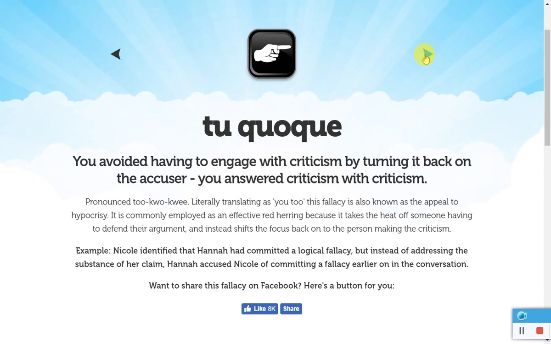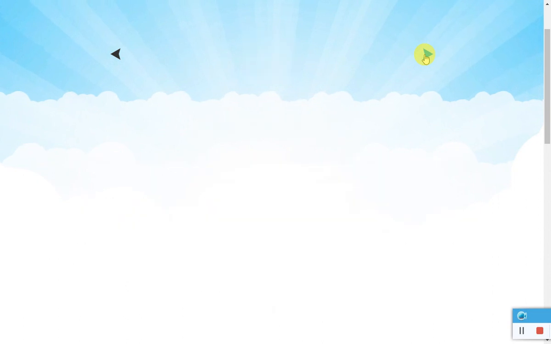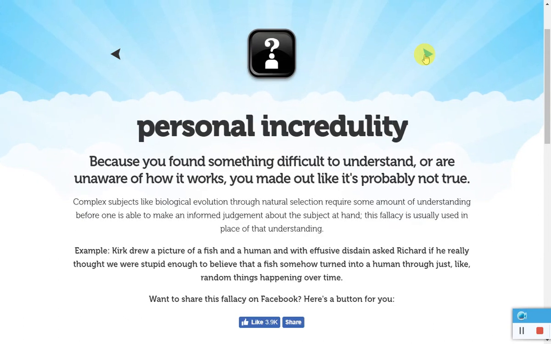Example, Nicole identified that Hannah had committed a logical fallacy, but instead of addressing the substance of her claim, Hannah accused Nicole of committing a fallacy earlier on in the conversation. 8. Personal incredulity. Because you found something difficult to understand, or are unaware of how it works, you made out like it's probably not true.